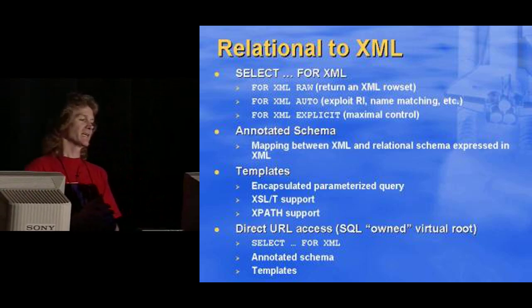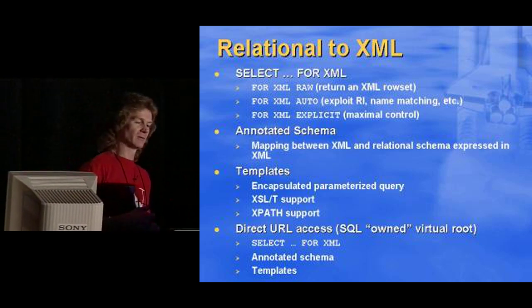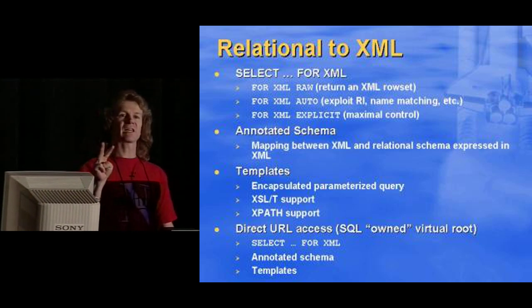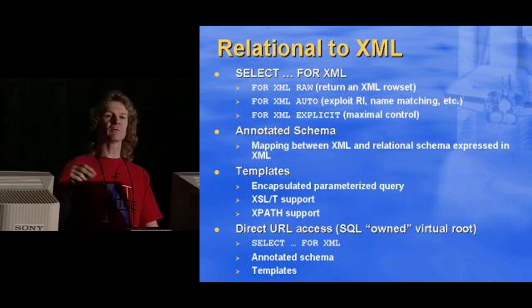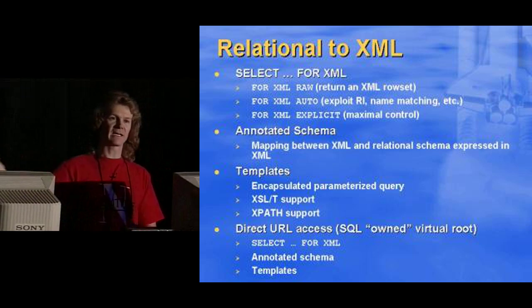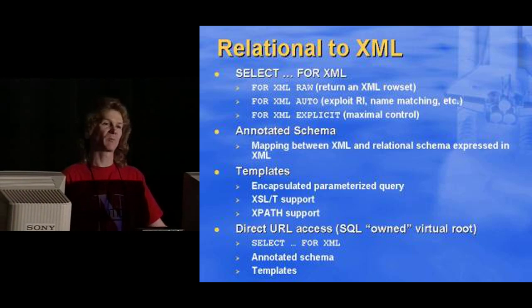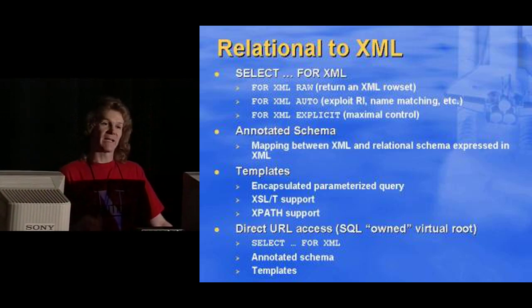First one is select arbitrary SQL statement for XML. And there's three classes of this particular query. But all three classes share this in common. You make whatever complicated SQL statement that you want, and it comes back not as a row set, but now as pure XML. It can be published wherever you want. The three forms of support are various degrees of richness versus simplicity.